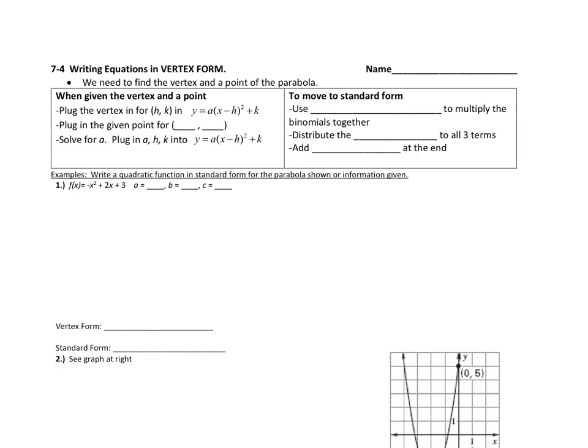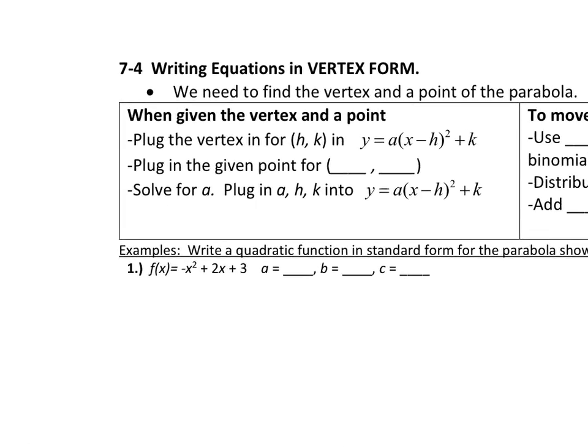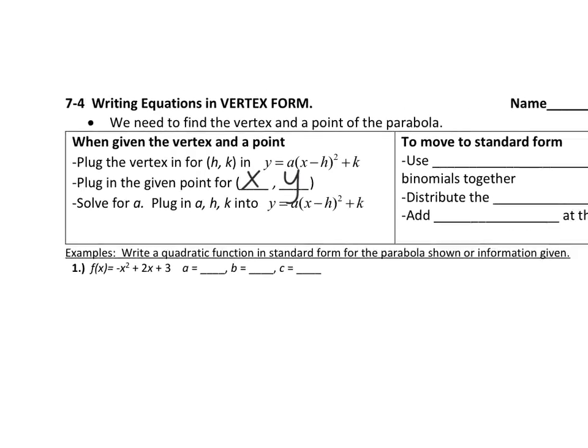When given the vertex and a point, we're going to plug in the vertex for h, k into the form y equals a times (x minus h) quantity squared, plus k. Then we're going to plug in the given point for x, y. You're going to be either told a point or you're going to be able to look at a graph and pick out a point. So that'll go in for the x and y. And then we will solve for the a, which remember tells us whether it opens up or down. So we'll plug all those things in and we'll get an equation.